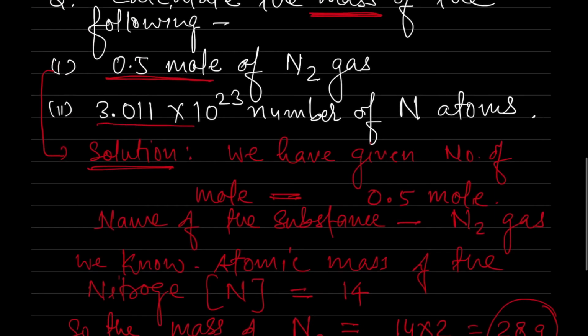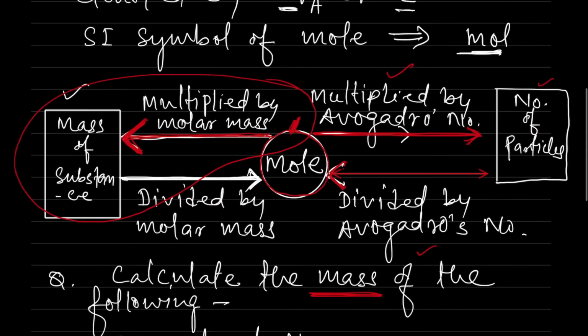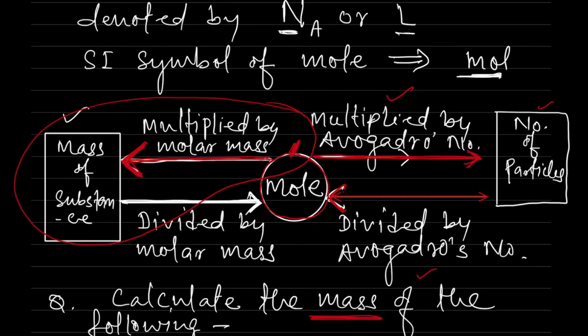Here what is given here? Here given is number of particles. Number of particles are given in the nitrogen atom. Here we are talking about the nitrogen atom, we are not talking the nitrogen molecules. So number of atoms, number of particles are given here, and we have to find out the value of the mass. Okay.